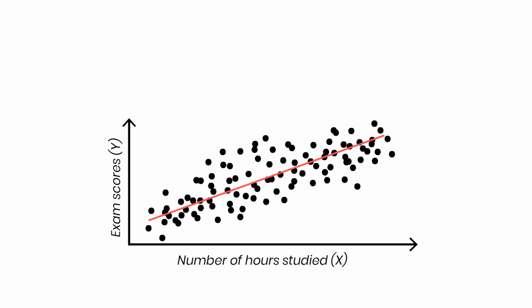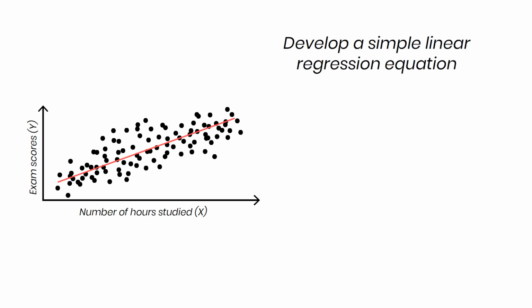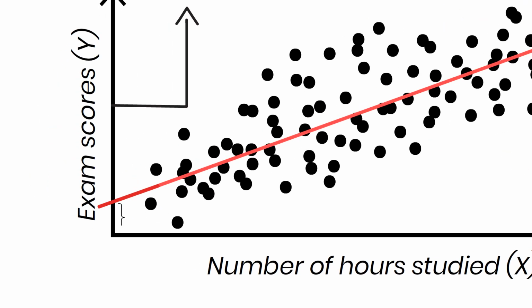Once the scatter plot indicates a potential relationship, the next step is to develop a simple linear regression equation. This equation takes the form y equals a plus bx, where y is the dependent variable, x is the independent variable, a is the intercept, and b is the slope. The slope b represents the change in y for a 1-unit change in x, while the intercept a represents the value of y when x is 0.